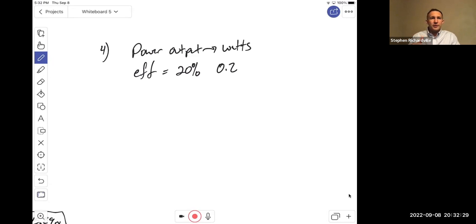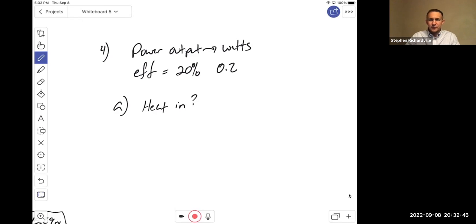This is, I think, a locomotive engine. It wants to talk about, for letter A, the heat in. So my output is so many watts. My efficiency is only 20% or 0.2. What heat was put in?